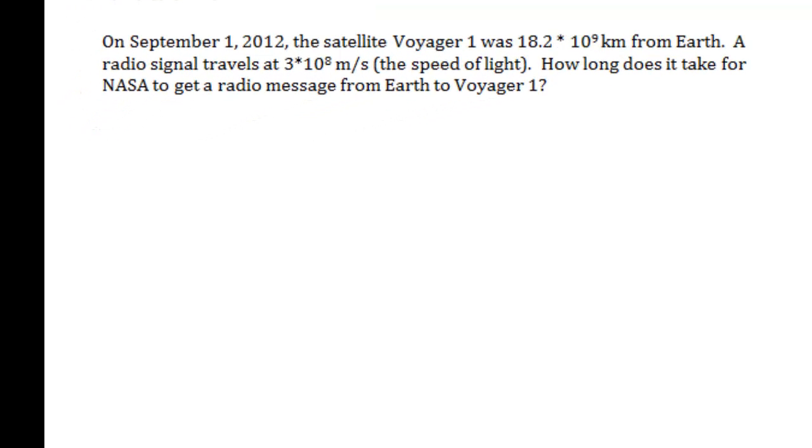Okay, we're going to look at two worked examples for linear motion. The first one is in front of us now. September 1st, 2012, the satellite Voyager 1 was 18.2 times 10 to the 9th kilometers from Earth. A radio signal travels at 3 times 10 to the 8th meters per second. How long does it take for NASA to get a radio message from Earth to Voyager 1?